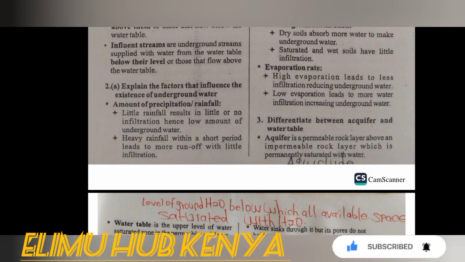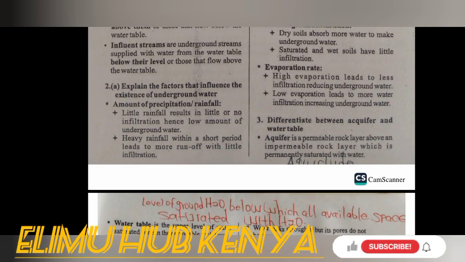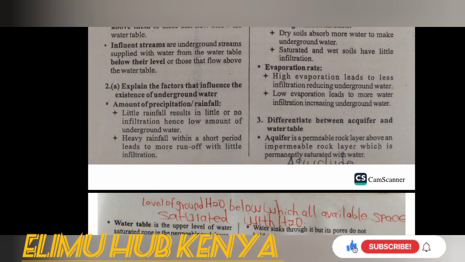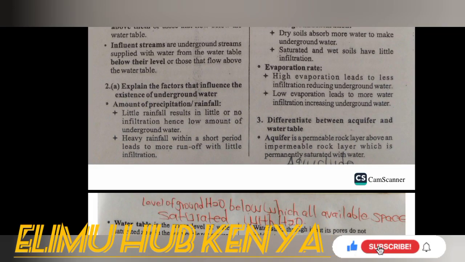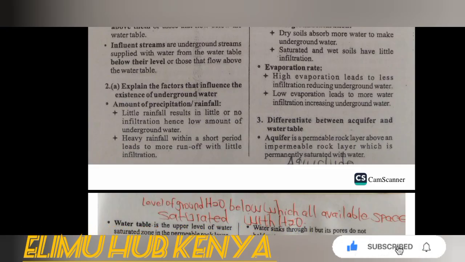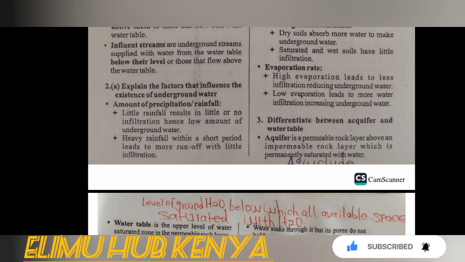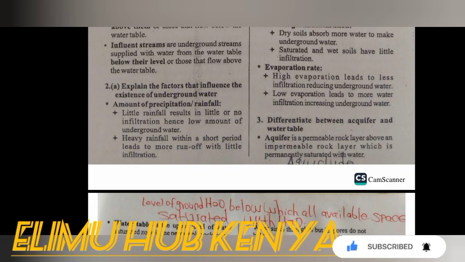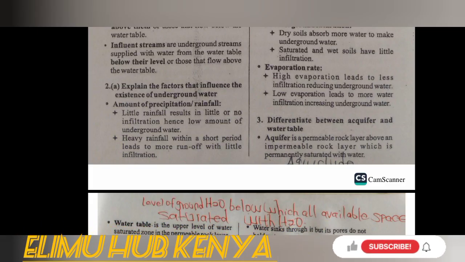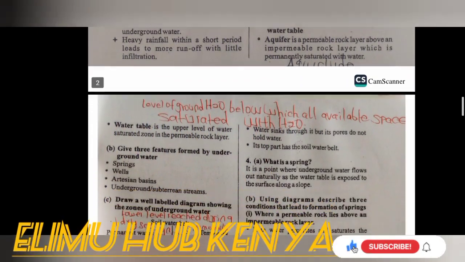Sorry, we withdraw that. An aquifer is more of a permeable rock, not impermeable. It is more of a permeable rock layer above an impermeable rock layer, and it is normally permanently saturated with water.